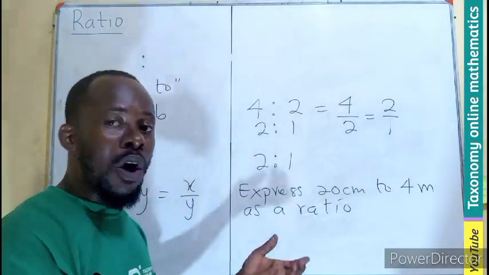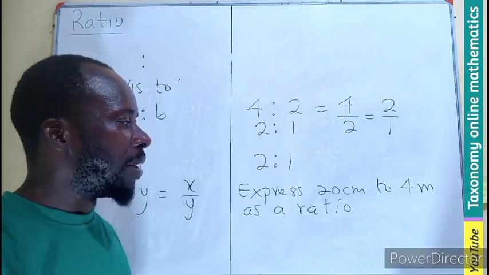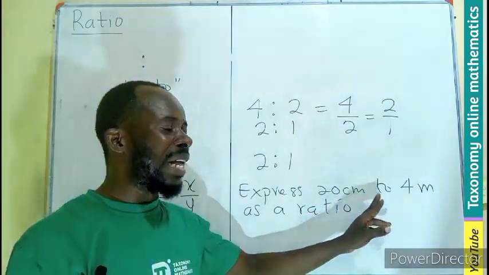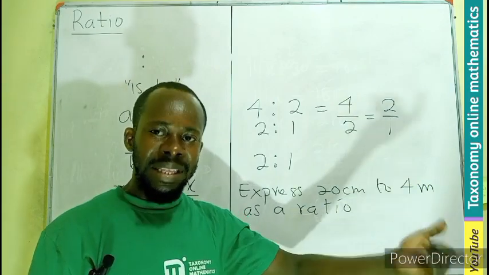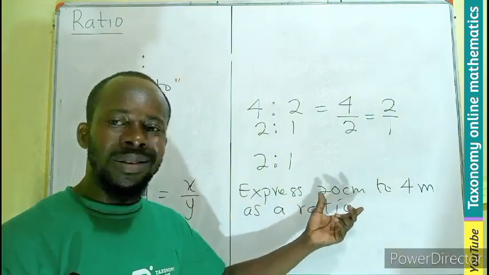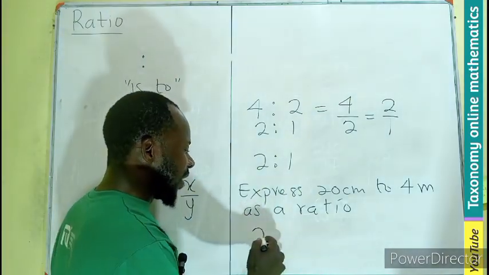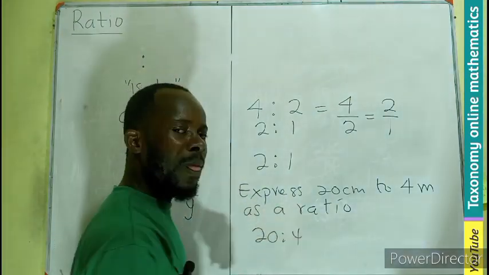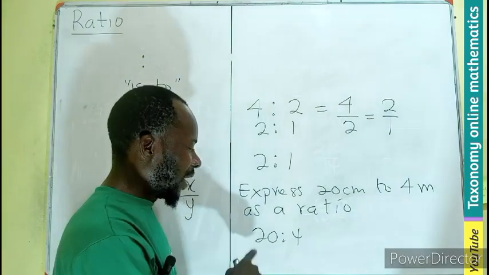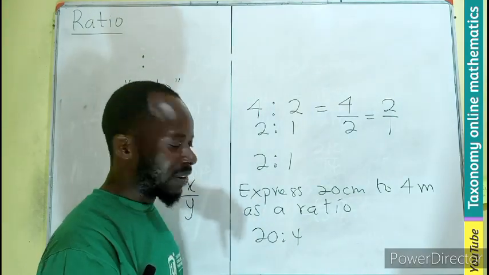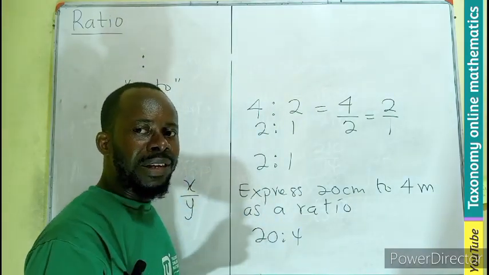You can see these are all measurements in terms of length, but this is in centimeters, and this is in what? Meters. So if I want to express the two, I might not be able to just say 20 is to 4. That cannot work because they are dissimilar quantities. The unit of measurement is different.